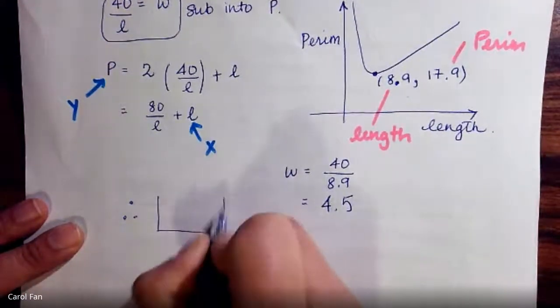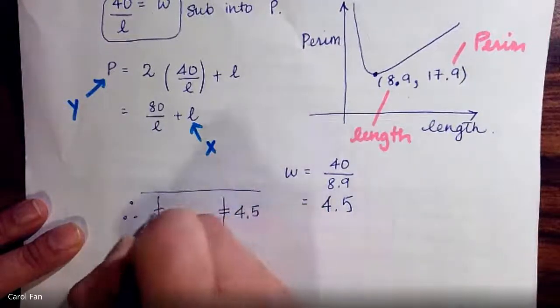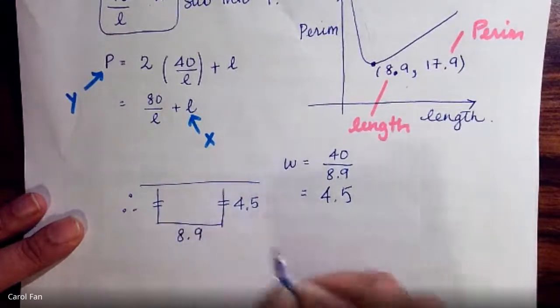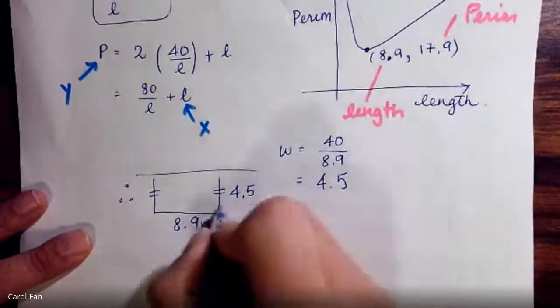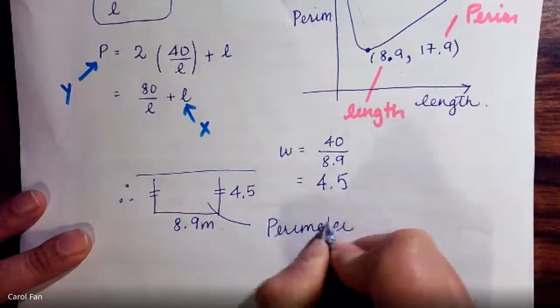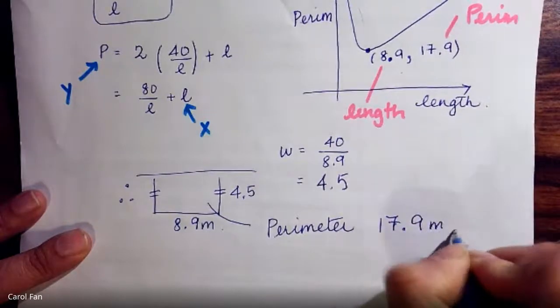So we have our conclusion. Therefore, my garden here, I have 4.5 as our width. Our length is 8.9, and the perimeter is 17.9 meters.